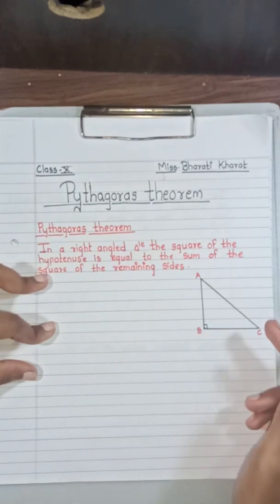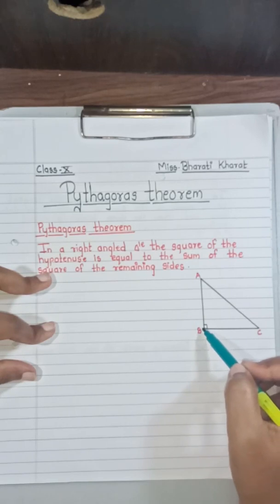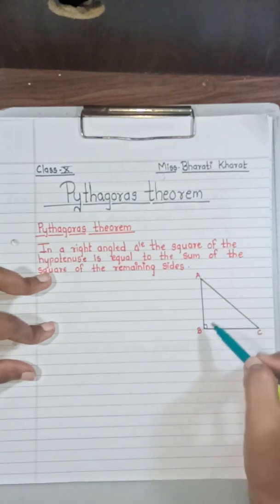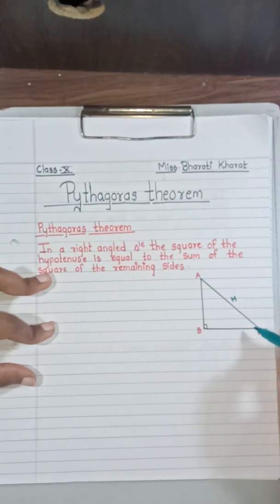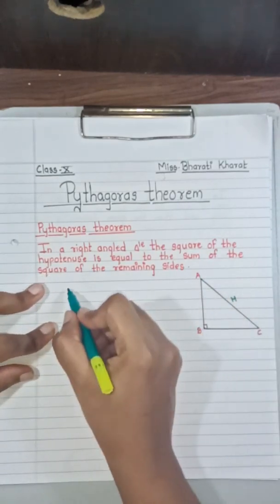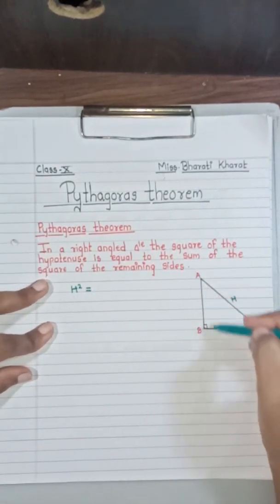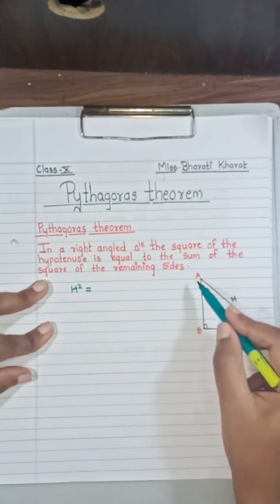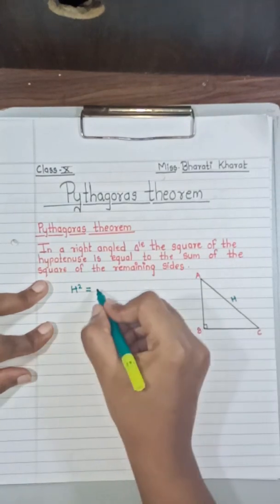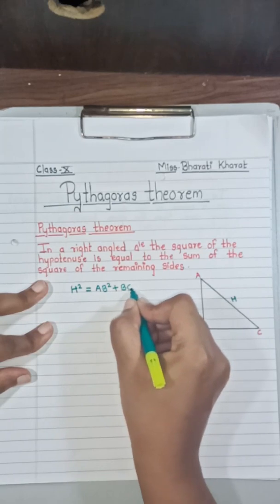As per the Pythagoras theorem, in a right angle triangle, the square of hypotenuse. Now you can see this is angle B. Angle B is 90 degree. So side opposite to 90 degree is your hypotenuse. That means AC is your hypotenuse. Now that means h square, that is hypotenuse square, is equal to the sum of the squares of remaining sides, that is AB square plus BC square.